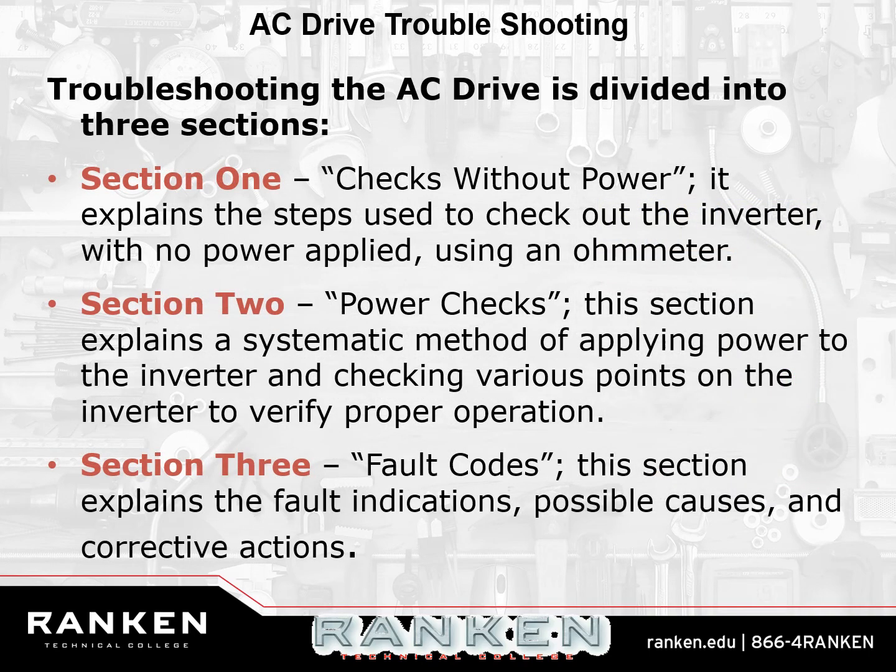Troubleshooting the AC drive is divided into 3 sections. Check without the power. To check without the power is usually checking continuity. Check it with an ohm meter, make sure there's no power applied, and see if you have continuity anywhere that you shouldn't have continuity. Check and make sure that you have continuity where you should have continuity. The other thing you can do is, with the power off, you can check the IGBTs just like a normal diode, but that's kind of a last-ditch effort to me.